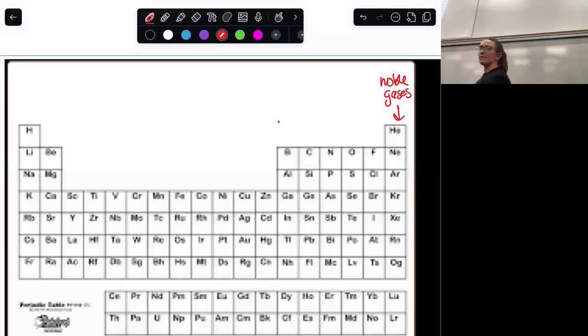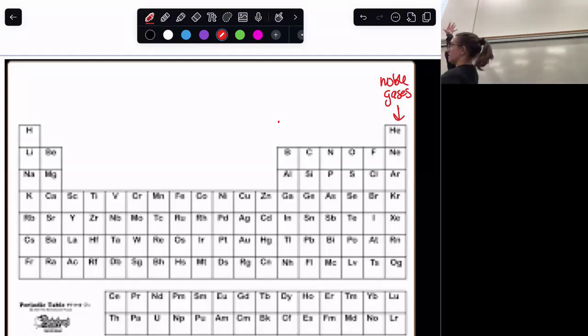So do those make a charge ever? Do those react ever? No, not really. You will see a little bit of xenon get in there towards the end of the semester when we start talking about shapes of molecules and shapes of compounds. But for the most part, these are very inert. They're an inert gas. They don't do much.